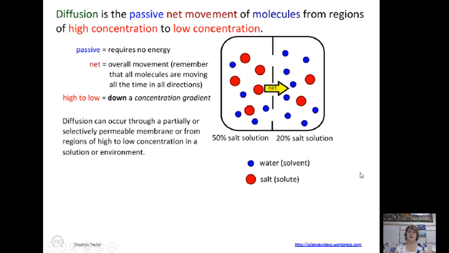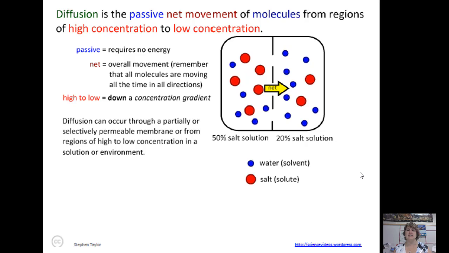So diffusion is the passive net movement of molecules from regions of high concentration to low concentration. Passive means no energy. Net is the overall movement. And remember that this is overall movement because molecules are moving all the time. And the higher the temperature, the faster they go. The lower temperature, the slower they go. And then from high to low concentration means down a concentration gradient.